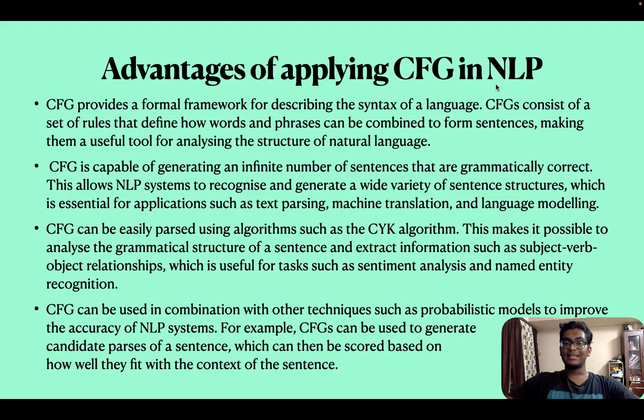CFG can be easily parsed using algorithms such as the CYK algorithm. This makes it possible to analyze the grammatical structure of a sentence and extract information such as subject-verb-object relationships, which is useful for tasks such as sentiment analysis and named entity recognition. CFG can be used in combination with other techniques such as probabilistic models to improve the accuracy of NLP systems. For example, CFGs can be used to generate candidate parses of a sentence, which can then be scored based on how well they fit in the context of the sentence.